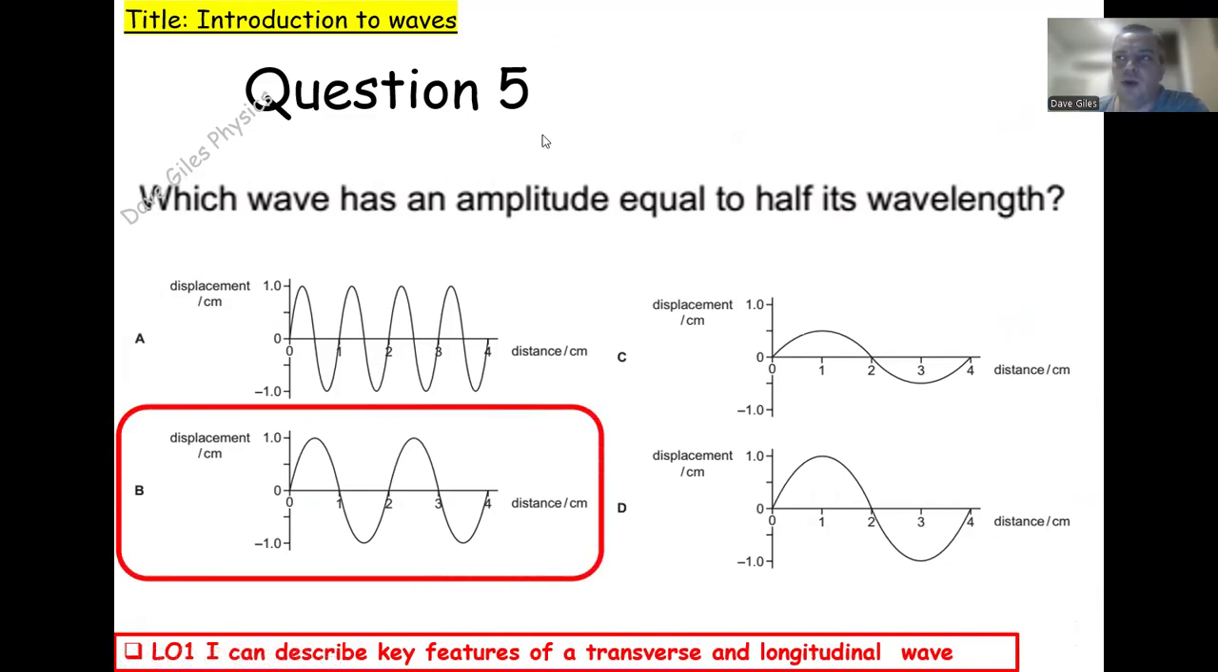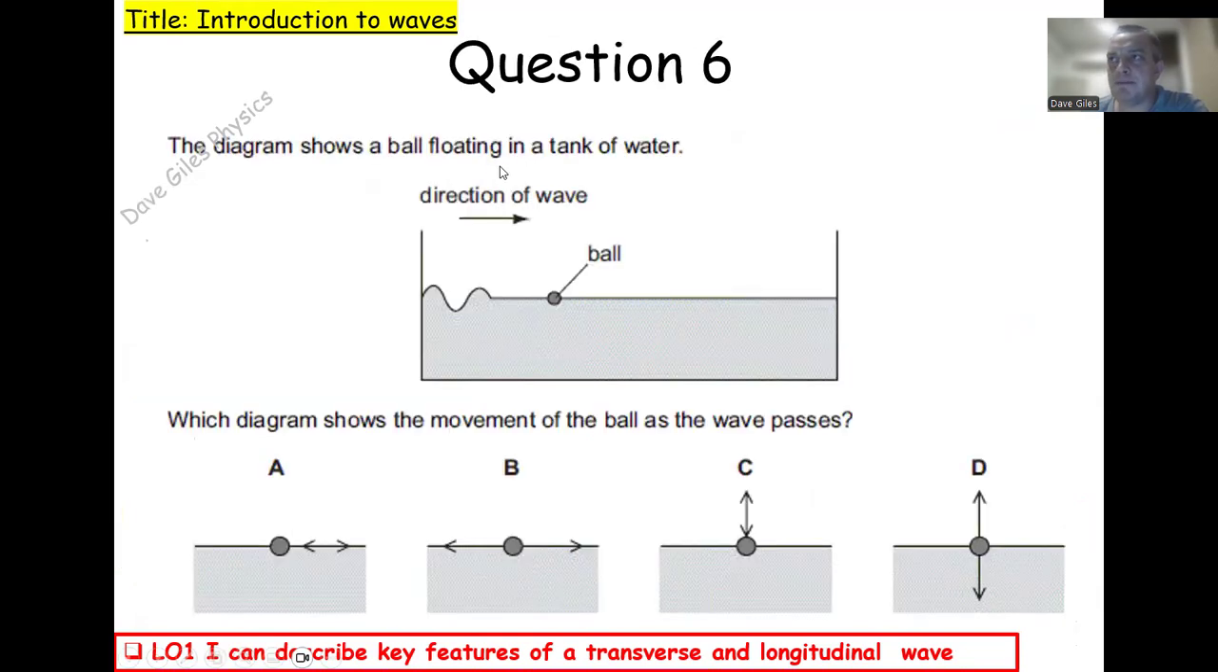Okay, and the last multiple choice question. The diagram shows a ball floating in a tank of water. Which diagram shows the movement of the ball as the wave passes? Now, water waves are transverse. So the wave is moving this way, and the ball will move at 90 degrees to it. It'll start from its equilibrium position, and it'll move up and move down, as you can see here. So therefore, it is D.